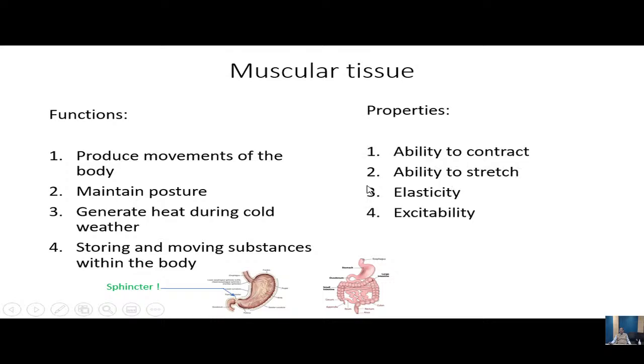Now, what are the properties of this muscular tissue? Obviously, you have realized by now that the muscular tissue has the ability to contract, to shorten. But remember that muscular tissue has also the ability to stretch. You can stretch your muscles. You know about the various exercises which stretch the muscle fibers.